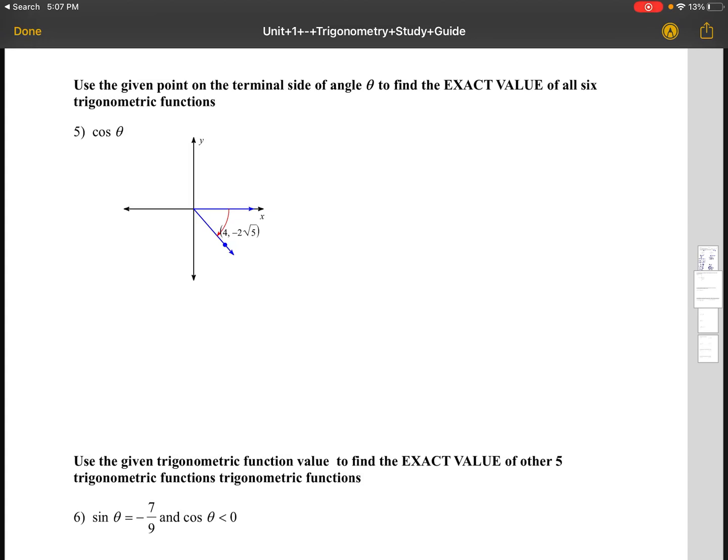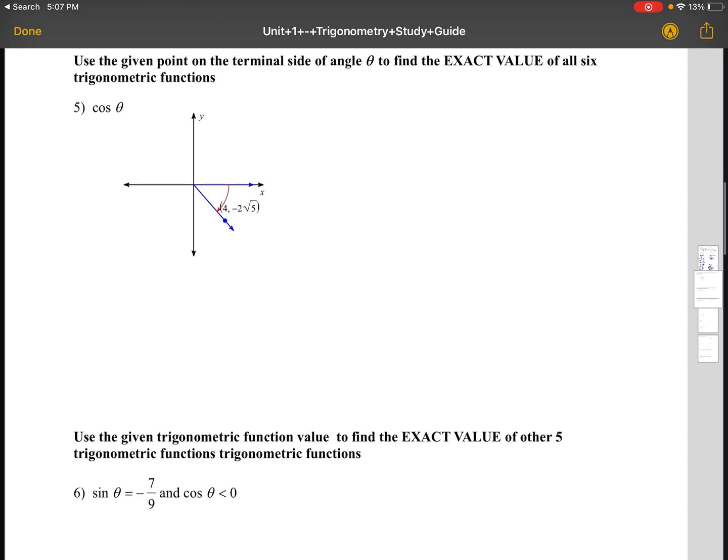Hey students, second part of this video is going to cover finding trig values given an angle. So here it says, given a point on a unit circle, find the exact value of all 6 trigonometric functions. Ignore this cosine theta, we're going to find that too. What we're given is an angle, seemingly negative because it goes backwards. And remember, the x is 4 and the y is negative 2 square root 5.